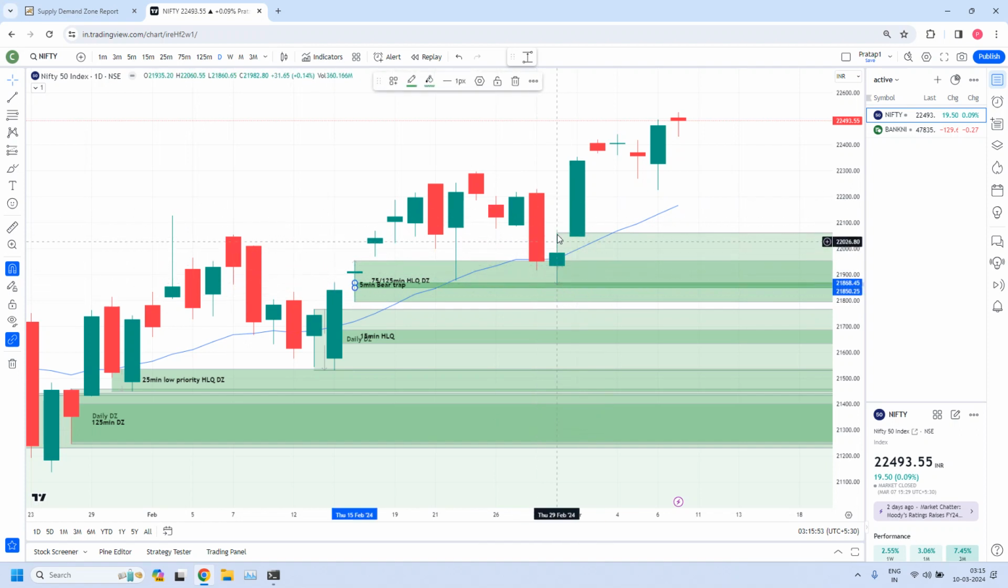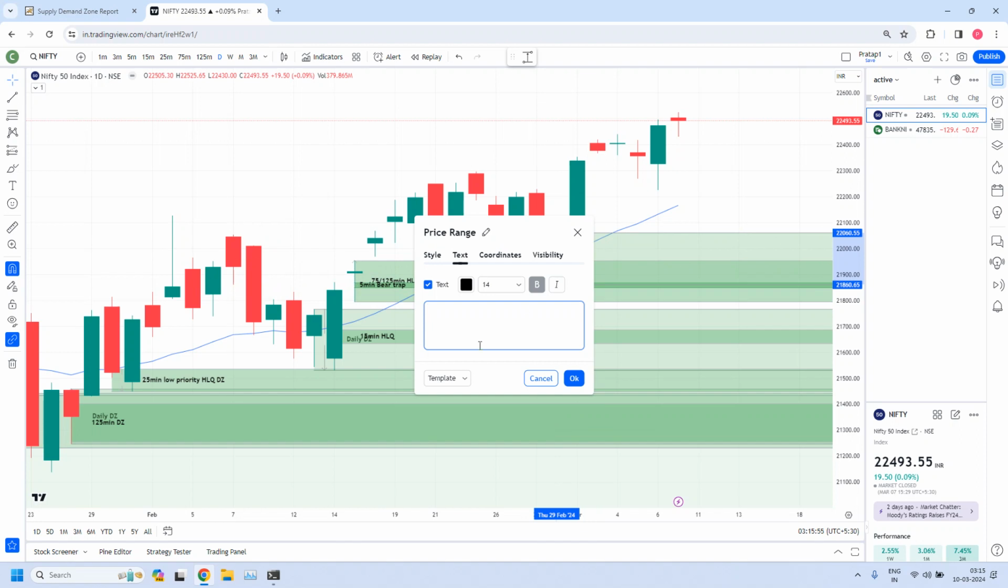This is a daily demand zone, not a high liquidity zone, a normal daily demand zone, but inside the 125 minutes high liquidity zone. The same thing is also a 75 minutes high liquidity zone. This is a daily demand zone.